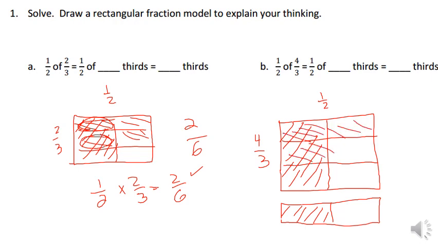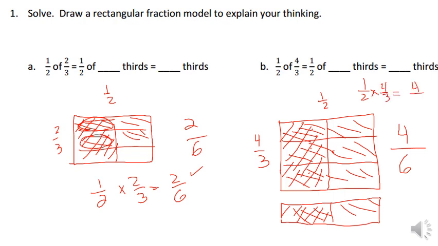So now I have 1/3, 2/3, 3/3, and 4/3. I can see that I have 1, 2, 3, 4 of them that are double shaded. Now, as far as my denominator goes, I'm still sticking with the whole, and the whole had 6, so it'd be 4/6. Now let's double check it. We have 1/2 times 4/3. 1 times 4 gives us 4. 2 times 3 gives us 6, so it checks.